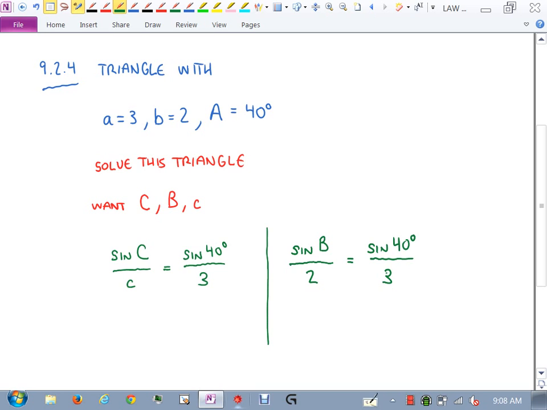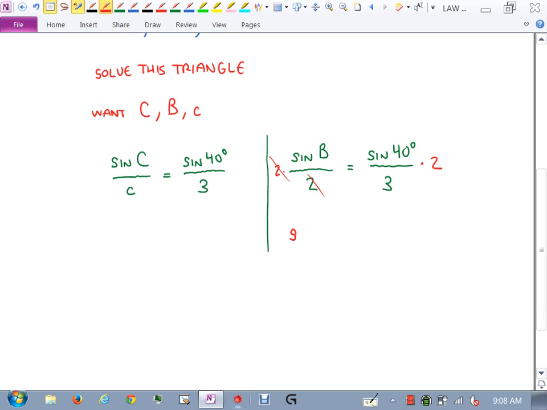So what I'll do is try and get the sine B by itself. So I will multiply both sides by 2 here. So I'll multiply left side by 2, the right side by 2. The 2's will cancel on the left. That'll leave me sine B equals, now watch the way I write this, 2 sine 40 degrees over 3. And what I'll need to do is get my calculator out, and I'll need to make sure I'm in degree mode, right?